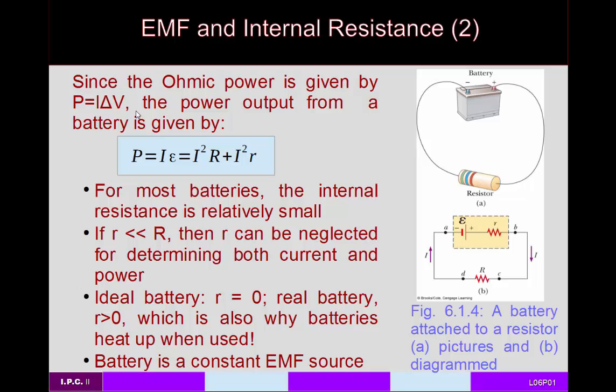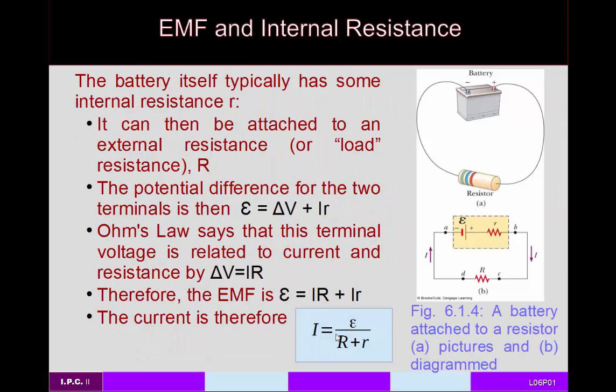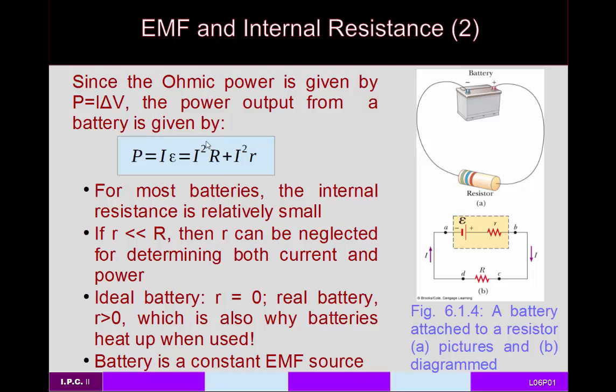Furthermore, we can relate all of this to ohmic power. Remember that ohmic power is given by current times voltage drop, or times potential difference. So the actual power output from a battery is going to be current times EMF. And using that equation from the previous slide, if you flip up one slide, current is epsilon over R plus r. So if you rearrange back to I times R plus I times little r, you're multiplying this by another I for current, and so you get I squared big R plus I squared little r. So that's how much power is being put out by this battery between the internal resistance and the load resistance.